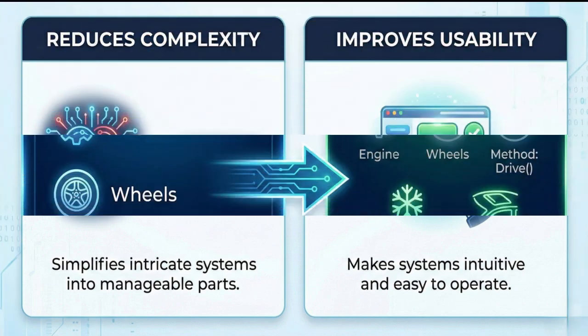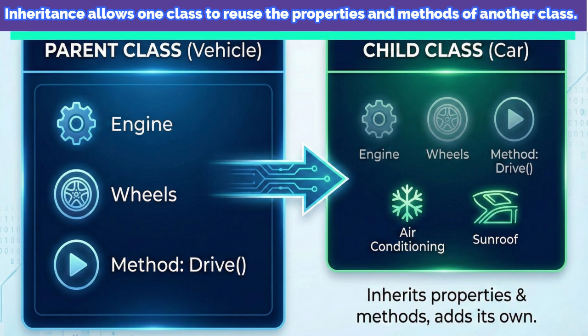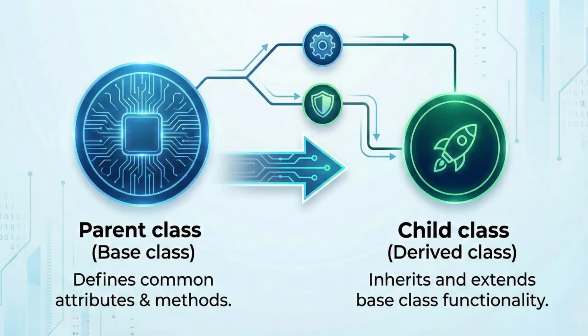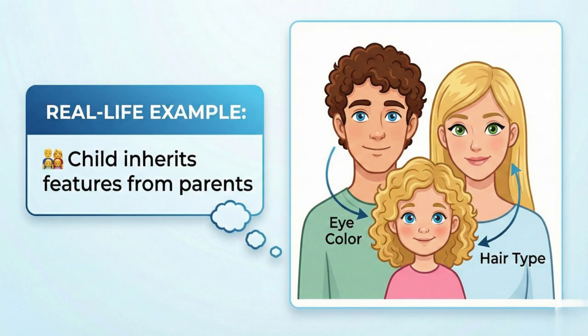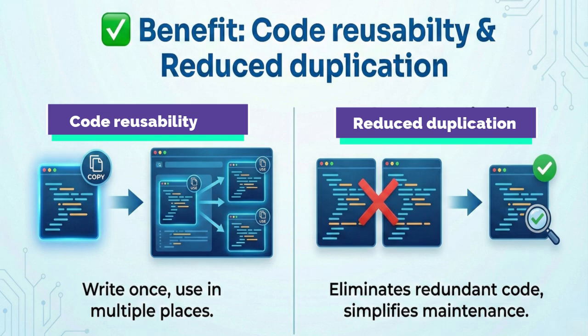The third one is inheritance. Inheritance allows one class to reuse the properties and methods of another class. Explanation: the parent class is the base class, and the child class is the derived class. The real-life example is a child inheriting features from a parent. Benefits: code reusability and reduced duplication.